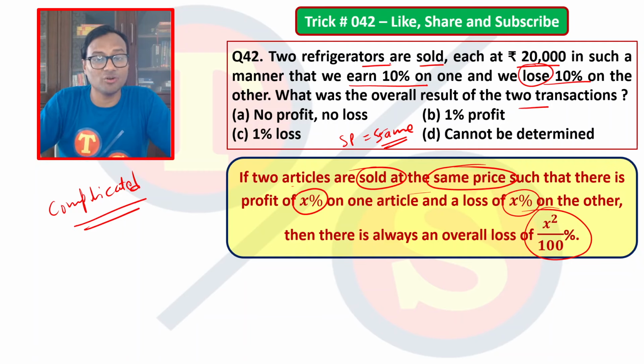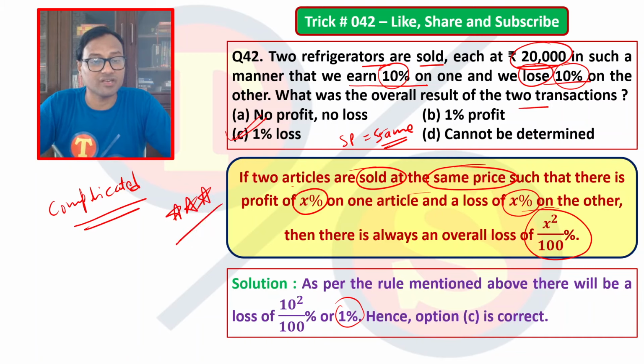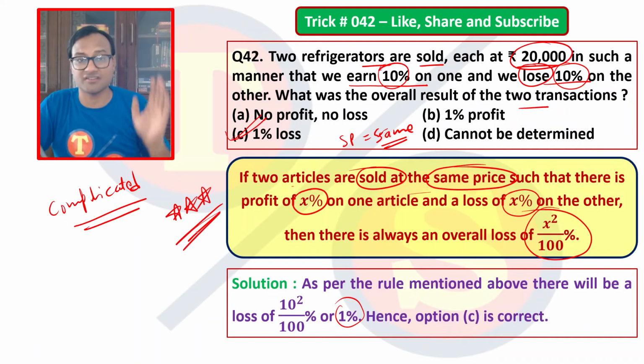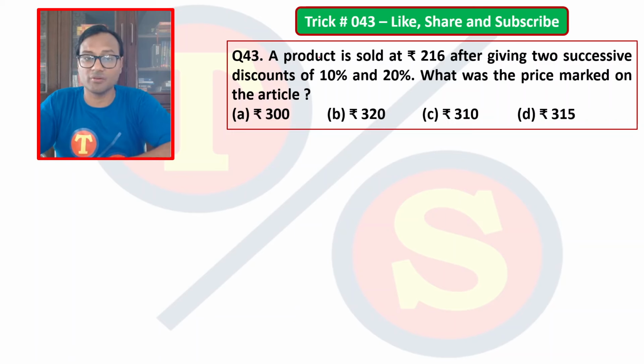So here the value of X is 10, the selling price of both the products is same, loss is 10%, so X is equal to 10. So definitely here we will have a loss of 10 square by 100, that is 1%. So there will be a loss of 1%. Right, so always remember, very frequently asked in the exams, right? Question number 42. Then we move to question number 43.